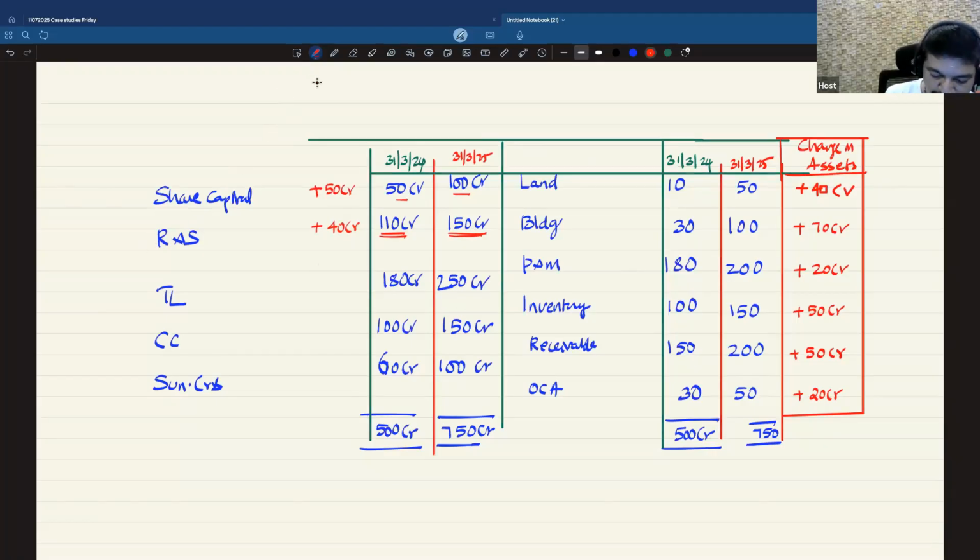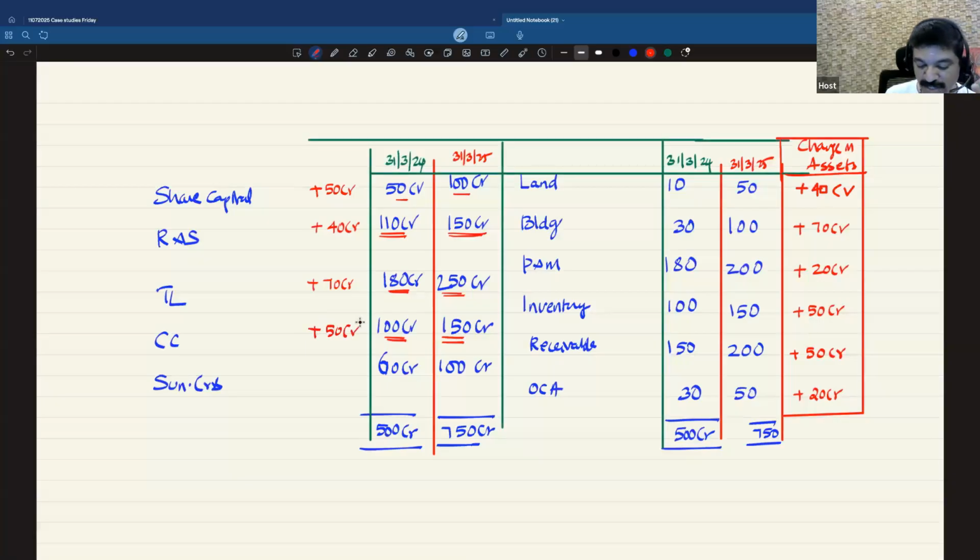Then look at the term loan. Previous year term loan position is 180 crore. Current year it is 250. So term loan of 70 crore got added during the year. Look at the cash credit. Previous year it was 100 crore. Current year it is 150 crore. What is the increase in cash credit? It is around 50 crore.